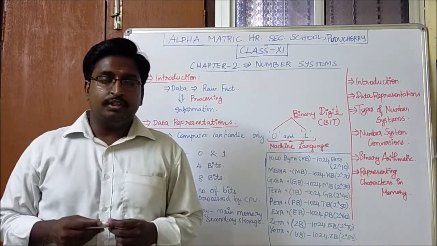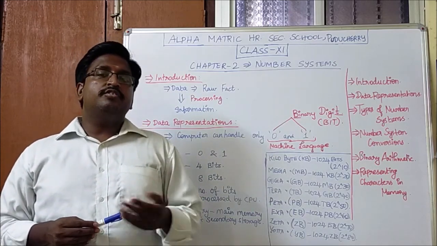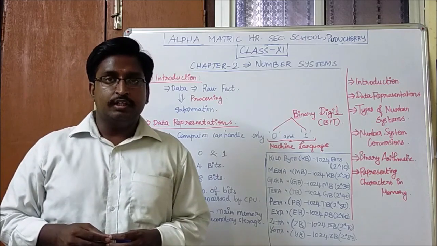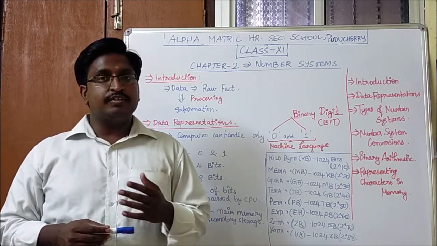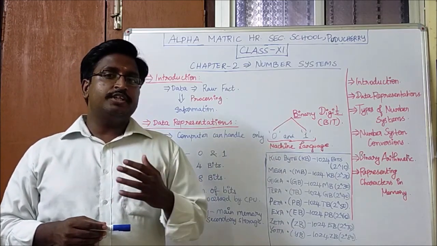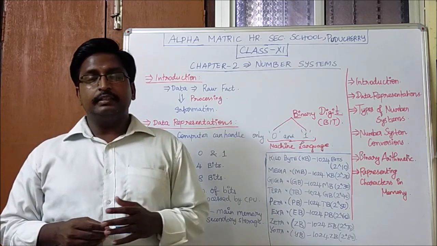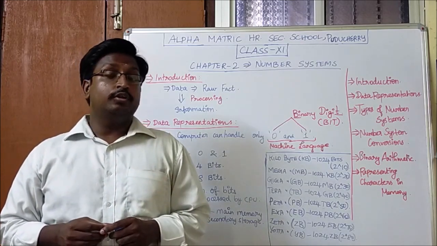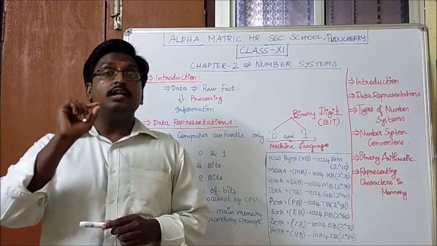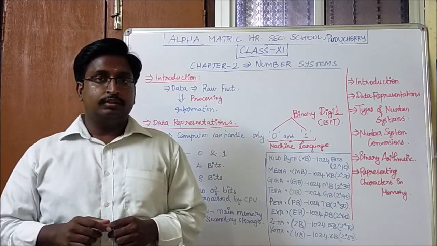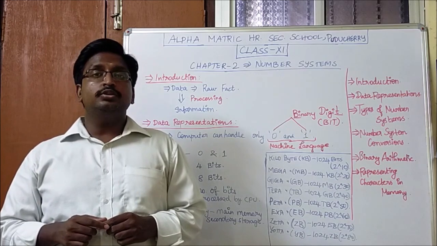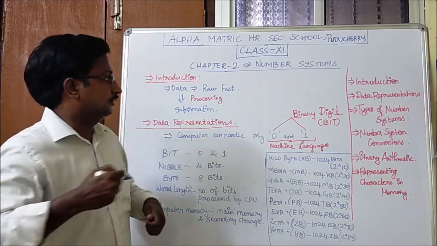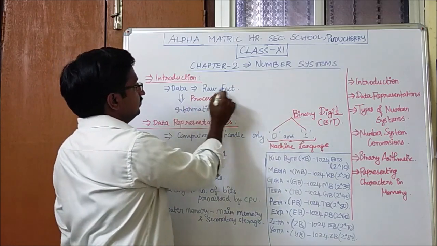First, we will start with the introduction, where we will be studying the definition of data. In chapter 1 itself, we have studied the definition of data. So what is the definition for data? Data is a collection of unprocessed raw facts, mainly used for communication, interpretation and processing. So data is a raw fact.